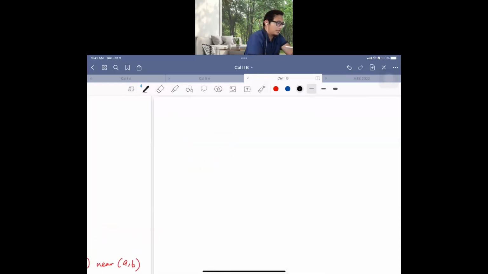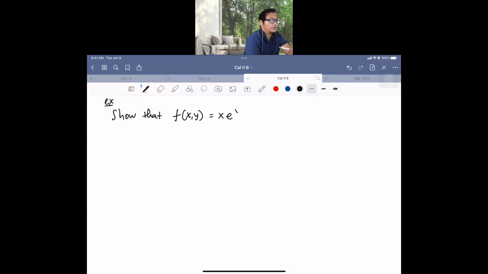Show that the function f of x, y equals x e to the xy is differentiable at 1, 0, and then find the linearization, then use it to approximate.